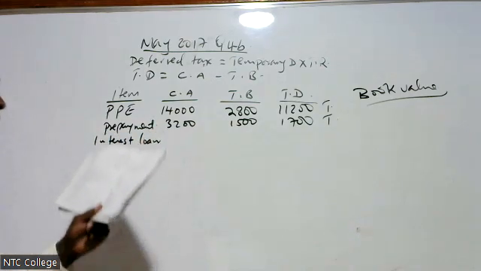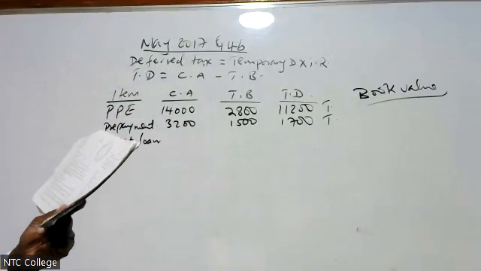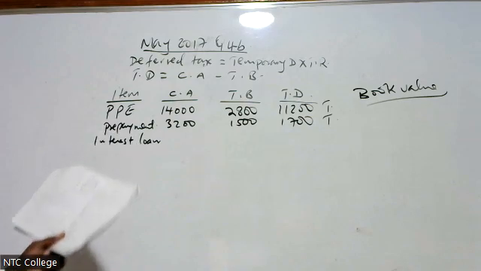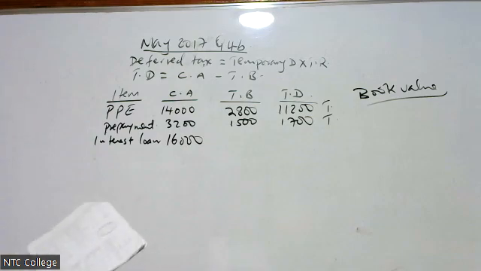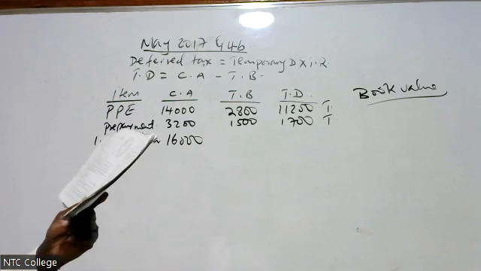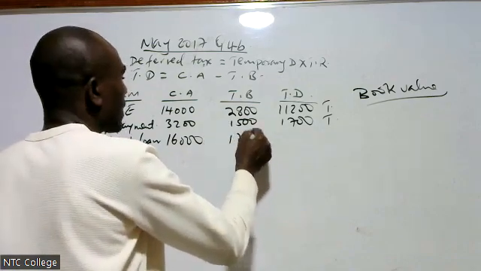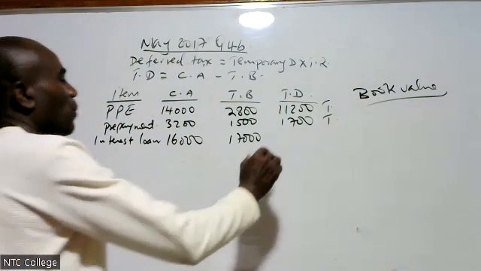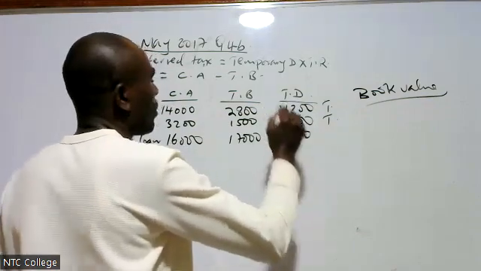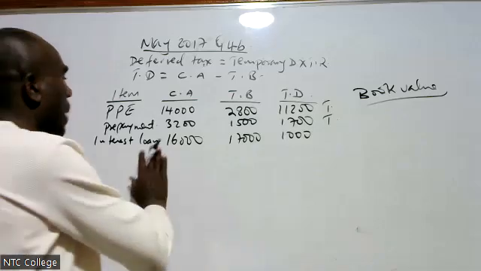Interest-bearing loan, where from the balance sheet, I have the carrying amount of 16,000. Interest-bearing loan is 16,000. What is the tax base? Examiner is telling me the tax base is 17,000. Therefore, what is the difference? Of course, it is 1,000.